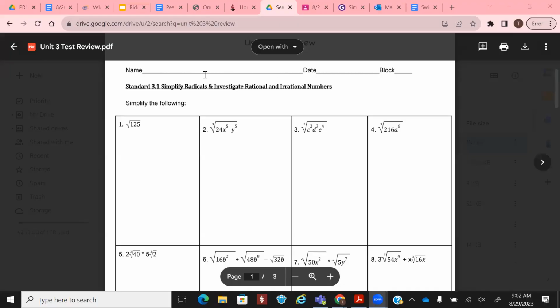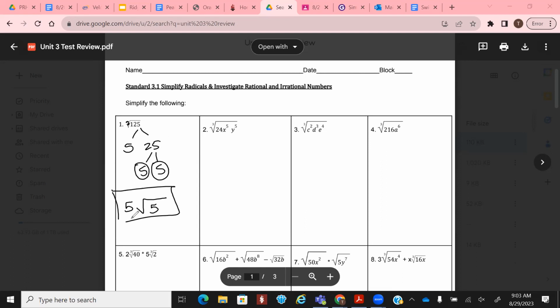So on this first one, we're trying to simplify. What are factors of 125? 5 and 25. Okay, what can 25 be broken down into? 5 and 5. Now, we're going to have a pair, and we're going to pull out a pair. And what are we left with on the inside? 5. Ta-da, that's simplified.